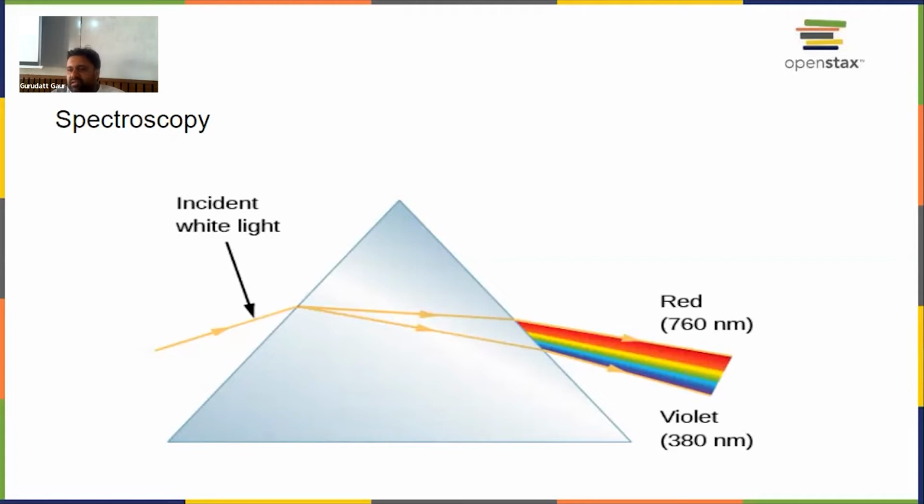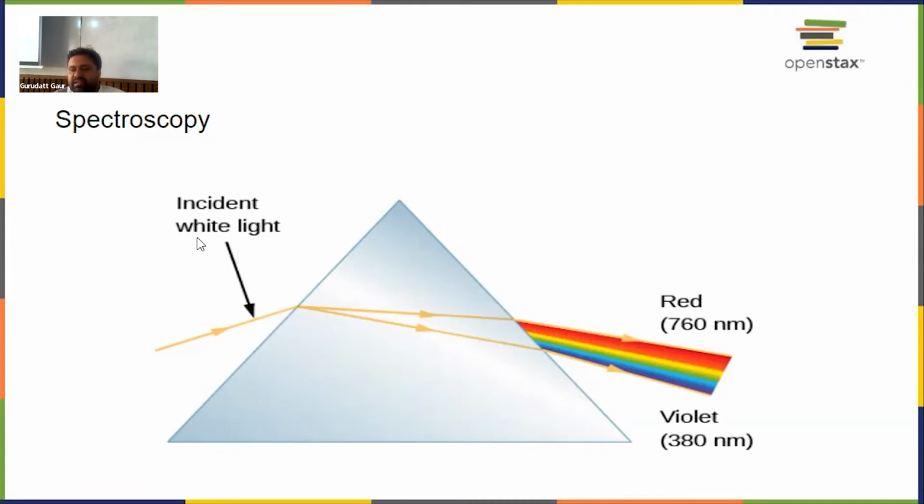We studied this in class 10th, right? So what is this phenomenon? Refraction. At the first point, the white light is entering the prism. Air is a rarer medium compared to the medium of the prism, which is glass.